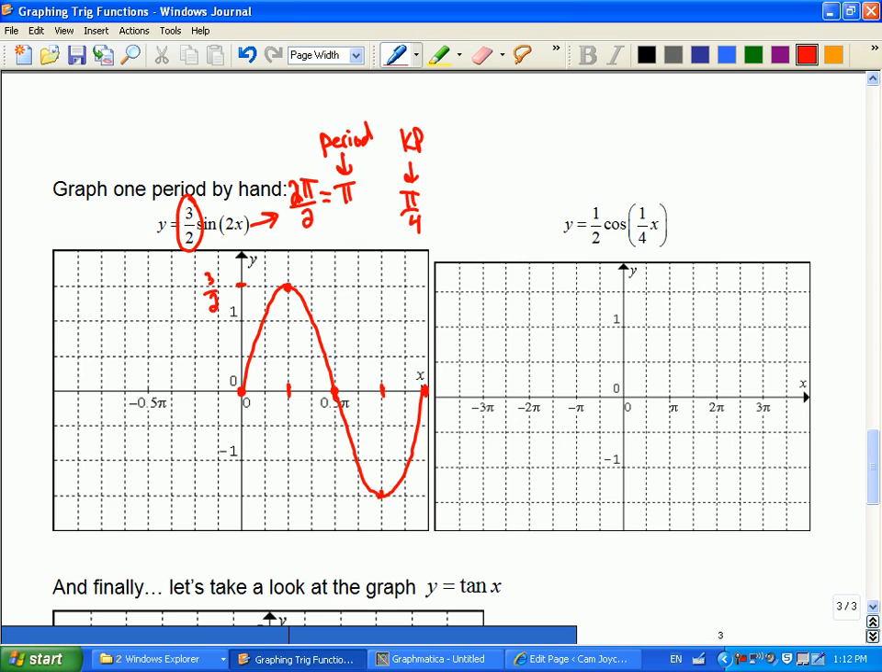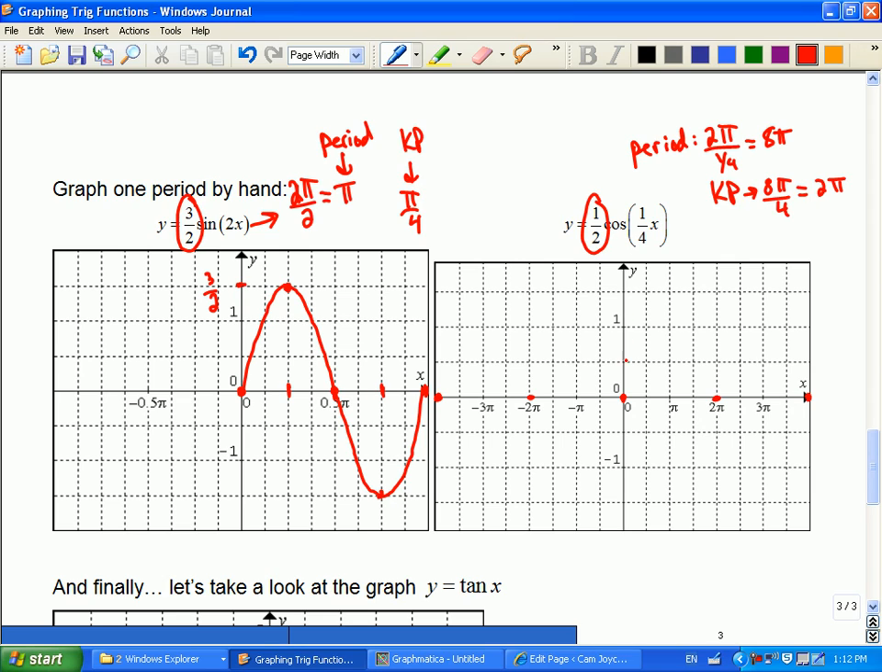In the next one, the amplitude this time is 1/2, and the period is going to be 2 pi normally, divided by 1/4 is 8 pi, or you can think of it as times by 4, which is the horizontal stretch factor. So my key points are going to be every 2 pi. Okay. So here's where my key points are going to be. And I'll go backwards on this graph too.